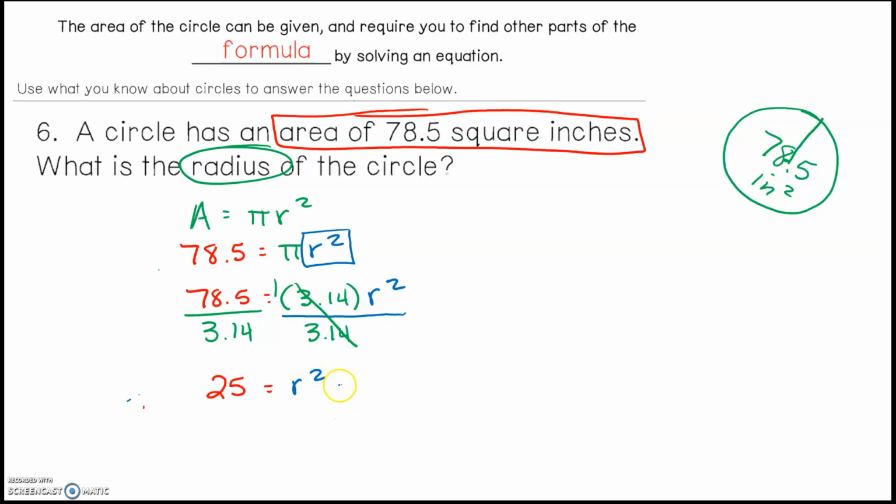I don't know what r squared is, I want to know what r is. So I need to figure that out. Well, we know that r squared is r times r. So I need a number times itself that gives me 25 to know what 1r is. Well, 5 times 5 is 25. A number times itself to give me 25. So the radius of this circle is 5. So the radius equals 5 inches. And that's how we solve that one.